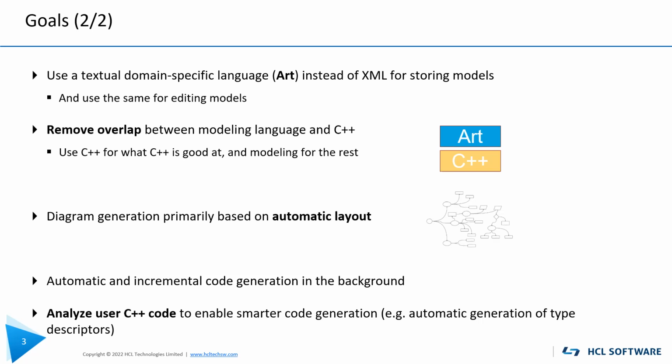And then also we are looking at improving the way we generate code, not only to use information in the model, but also do some analysis of the C++ code itself, because we have found that there are some things we can improve if we could understand a little bit of what the C++ code means. We could, for example, automatically generate certain boilerplate code that has to be used for encoding, decoding, and other things that today users have to write manually, which is quite tedious.